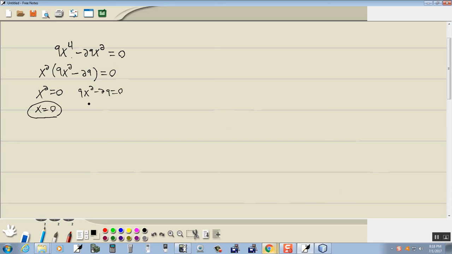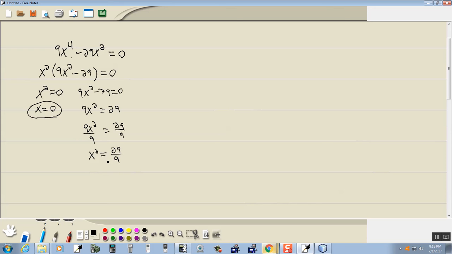Now over here, we're going to get the squared by itself. So I'm going to take the negative 29 to the right side, becomes a positive 29. And then I'll divide both sides by 9. Those 9's cancel and gives us x squared is equal to 29 over 9.